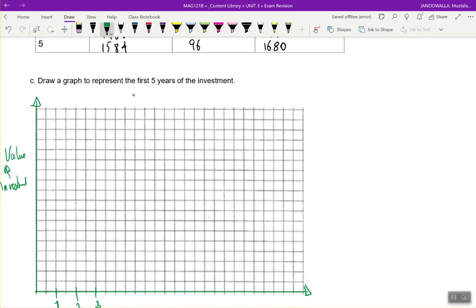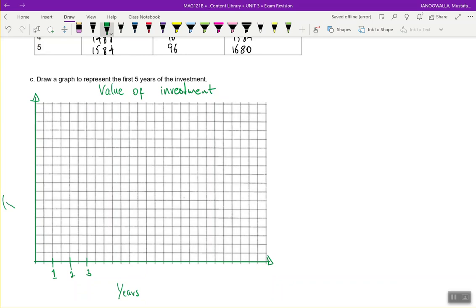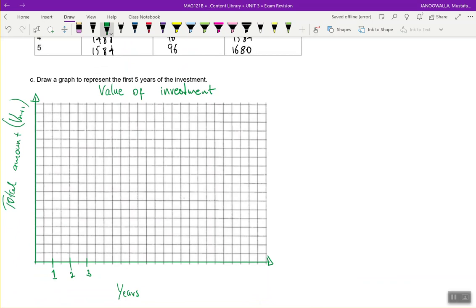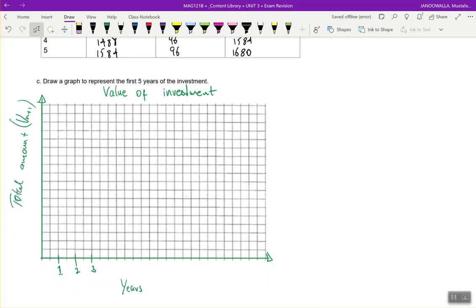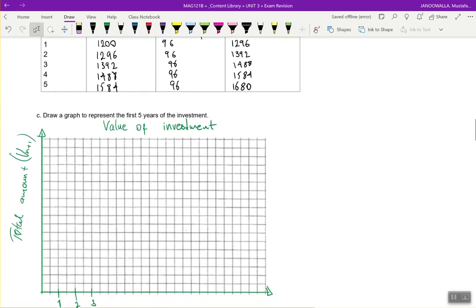Maybe we can call the title value of investment, because that other one doesn't sound good. Free marks. Okay, definitely get these. And just call this total amount, which is Vn plus 1. That looks a bit better. And you don't have to start at 0 again. We can start at 1,000 and go up in hundreds.